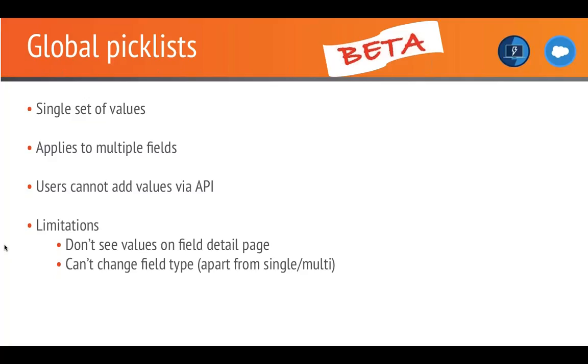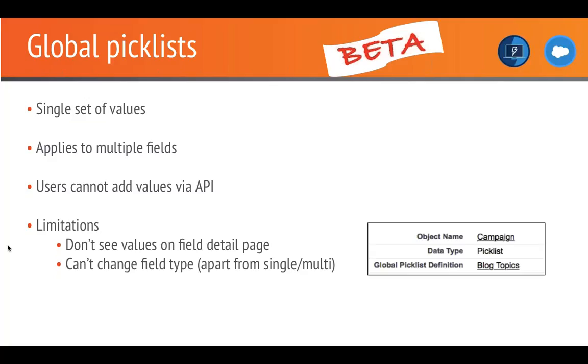There's a couple of known limitations with global pick lists because they're in beta. Remember, production quality with known limitations. So firstly, you don't see the values on the field detail page. So here's an example off the campaign. I can see the object name, I can see the data type, but normally if this was a pick list, I'd be able to see all the values. But instead, what I get here is a link that I have to click through to then see the underlying values of the blog topics, because I've used that on another custom object as well.